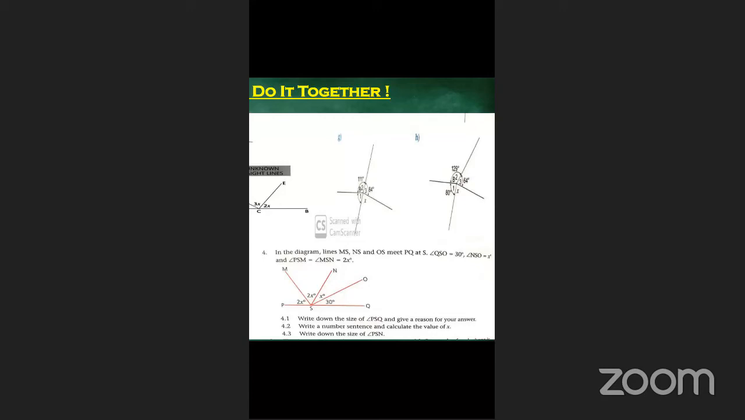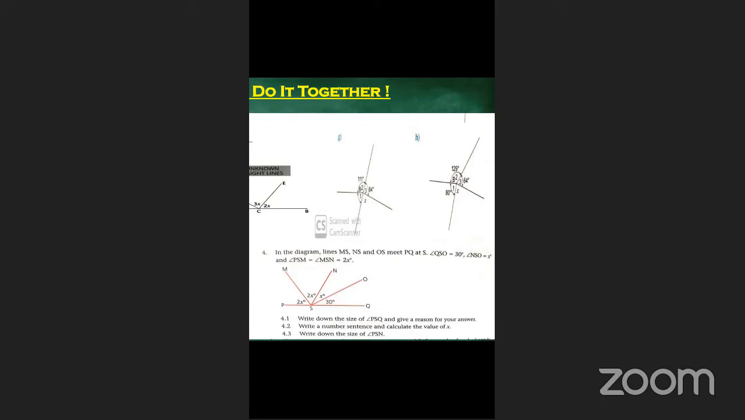let's read before we can answer the questions. They say in the diagram, lines MS, NS, and OS meet PQ at S. So let's see line MS. Here's line MS, NS, and all those other lines. So for now, let's answer this question here.